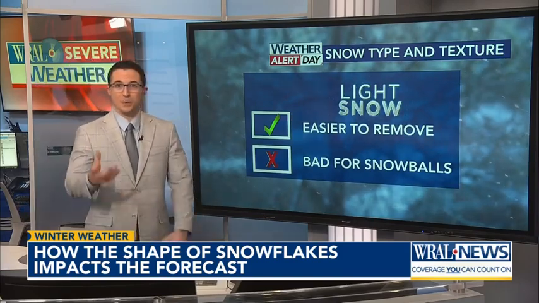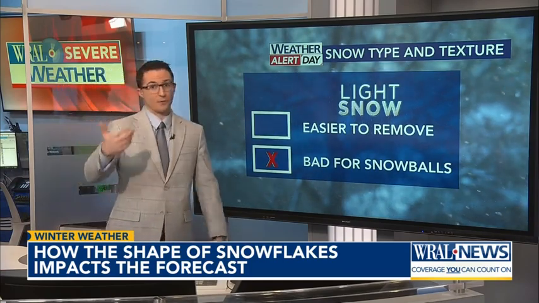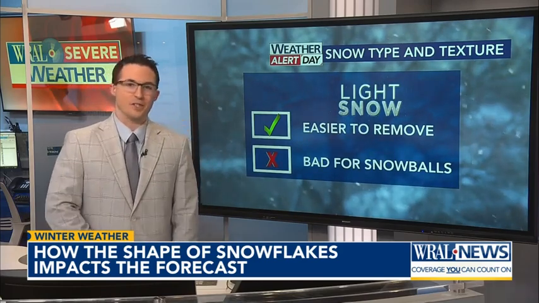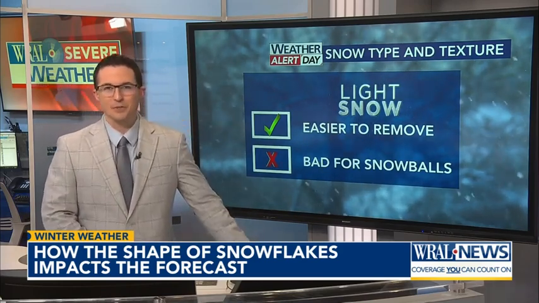In terms of the type of snow, again, it's light, it's powdery, it's easy to remove, that's great, but if you're looking for snowballs in the areas that do see snow accumulation, it's going to be a little tougher to make those first thing Wednesday morning.